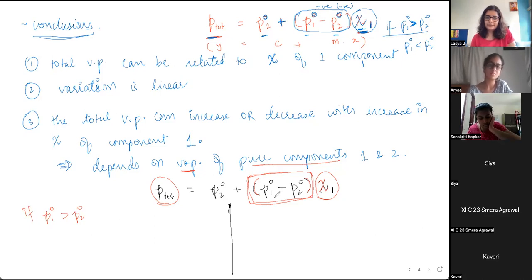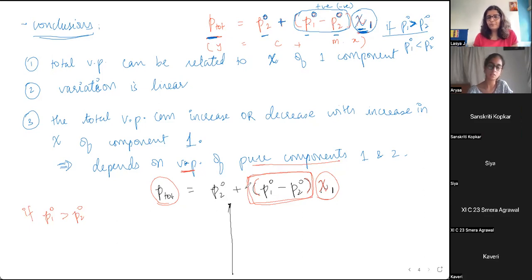So when P1 naught is greater than P2 naught, P1 naught minus P2 naught will be what sort of a value? Positive value, right? So a positive value multiplied by this concentration, so what will P total be as you increase chi1? It'll increase, right? So in this case, P total is directly related to the mole fraction of that particular component.